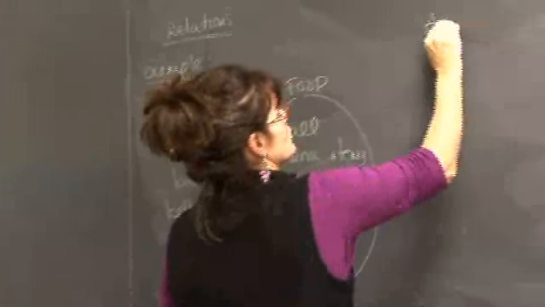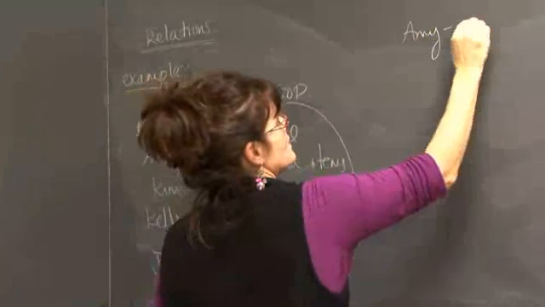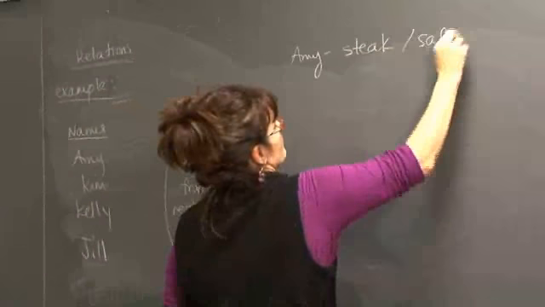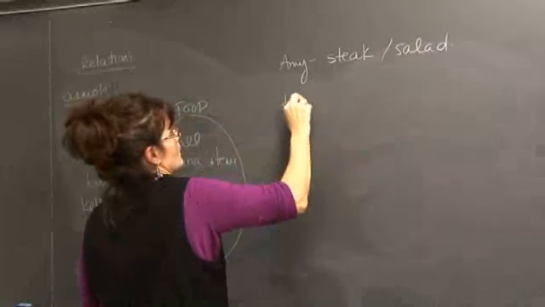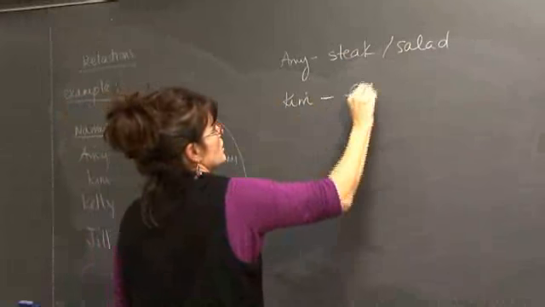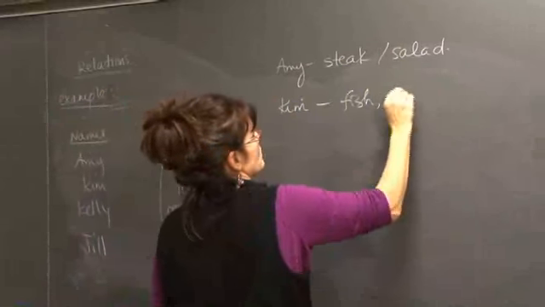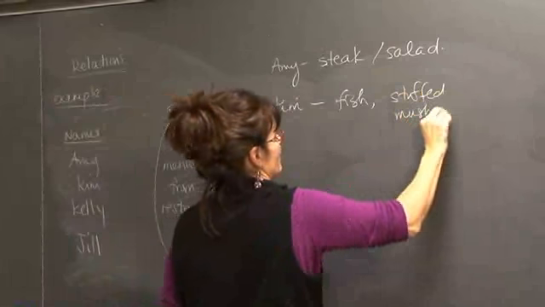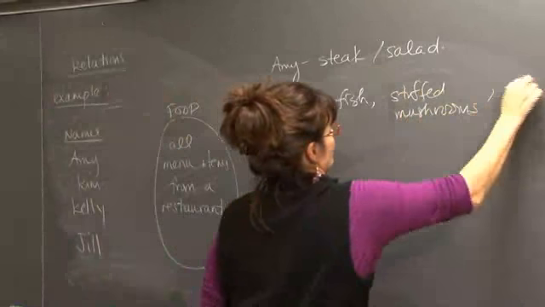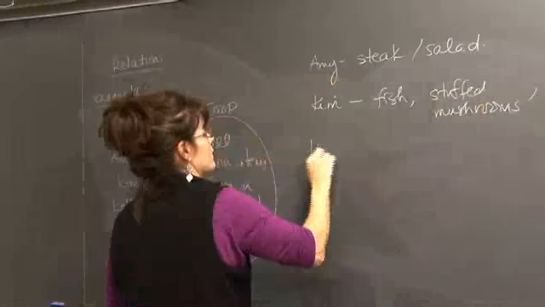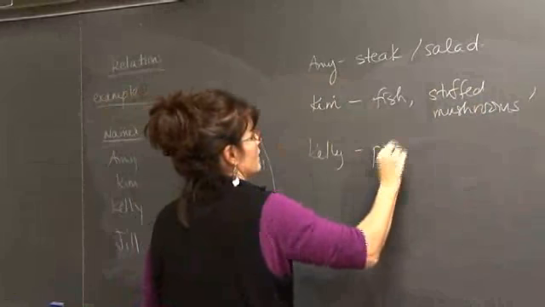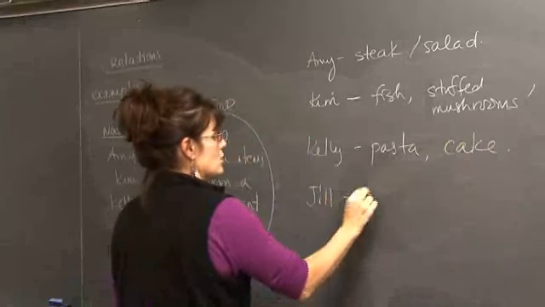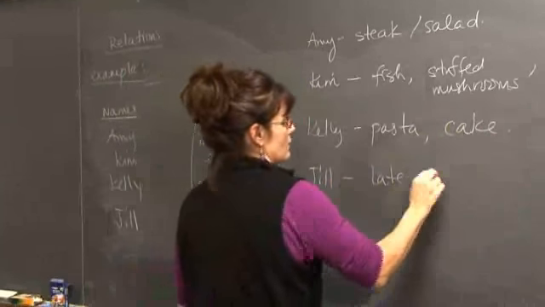So what I'm going to tell you is just this data: Amy decides to order steak and a salad. Kim decides to order some fish and some stuffed mushrooms because she's really hungry, and even some cake for dessert. And Kelly orders pasta, and she gets some cake. And Jill, well, she's late and doesn't order anything.